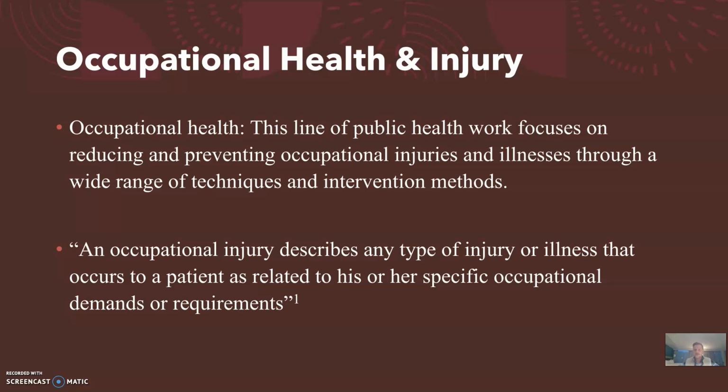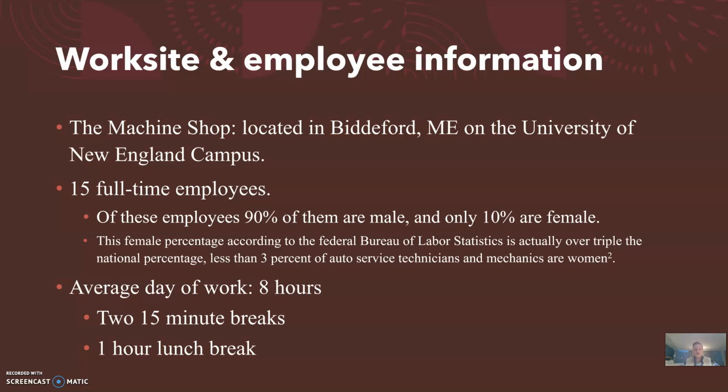An occupational injury describes any type of injury or illness that occurs to a patient as related to his or her specific demands or requirements. The patient in this case will be machine shop employees. So the work site for this analysis is the machine shop, which is located in Biddeford, Maine on the University of New England campus, as we know. It employs 15 full-time employees, and of these employees, 90% of them are male, and only around 10% are female. Now, 10% may seem low, however, this female percentage, according to the Federal Bureau of Labor Statistics, is actually over triple the national percentage. Less than 3% of auto service technicians and mechanics are women. They are provided two 15-minute breaks and a 1-hour lunch break, and this is over the course of an 8-hour workday.